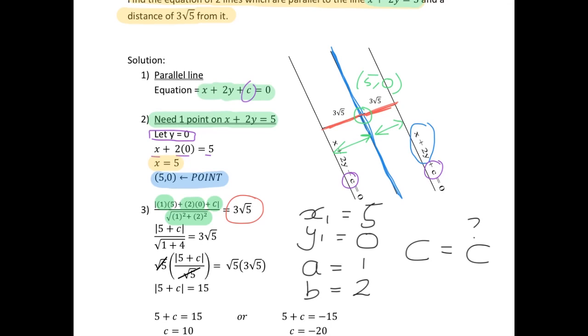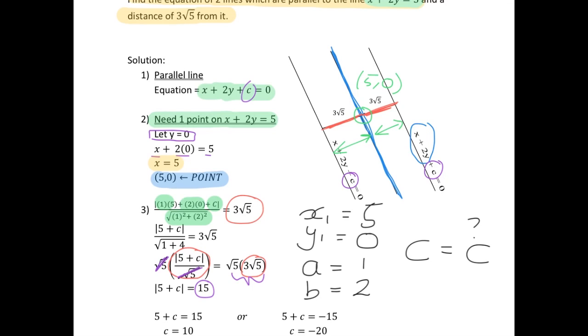So simplifying the left-hand side a little bit, we'll have 5 plus c all over square root 5 is equal to 3 root 5. If we multiply both sides by root 5, the root 5 will cancel with what we have on the bottom, and root 5 times root 5 on the left, or sorry, the right, will give us 5 times 3, which is 15, and on our left, we just have 5 plus c equals 15.